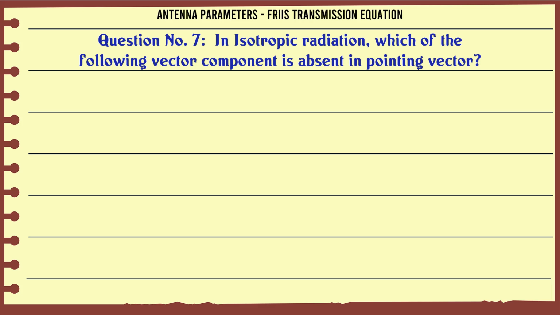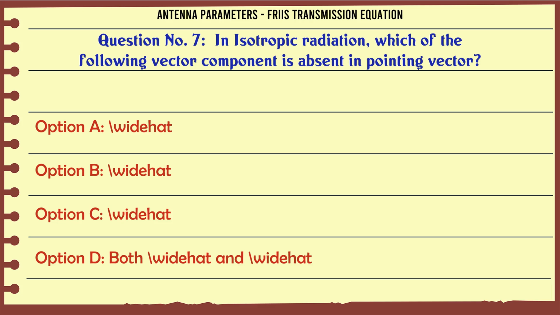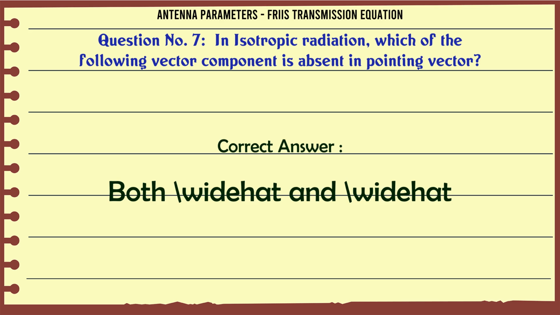In isotropic radiation, which of the following vector components is absent in the Poynting vector? A, a_R; B, a_θ; C, a_φ; D, both a_θ and a_φ. The correct answer is both a_θ and a_φ.